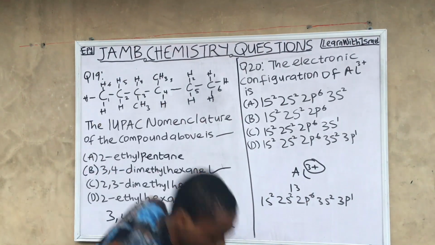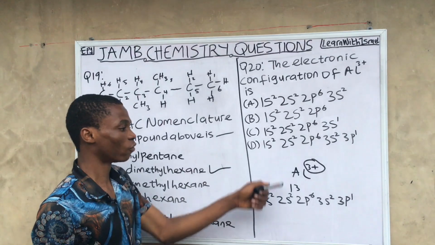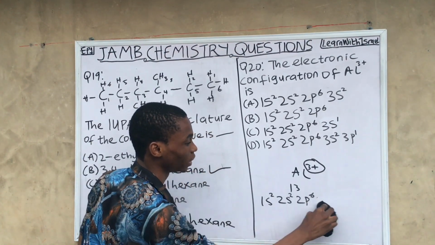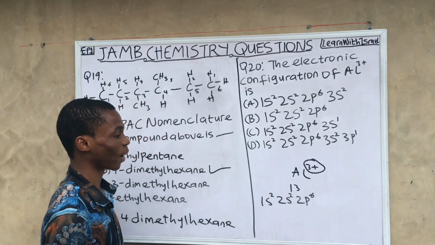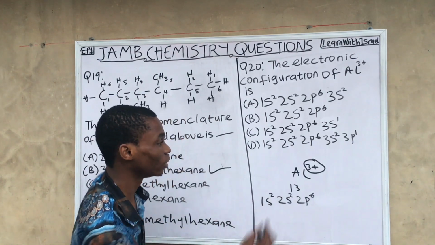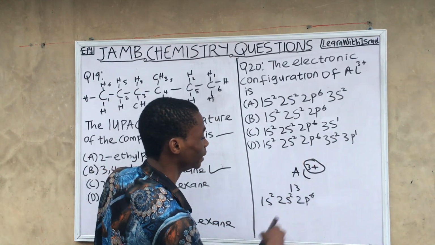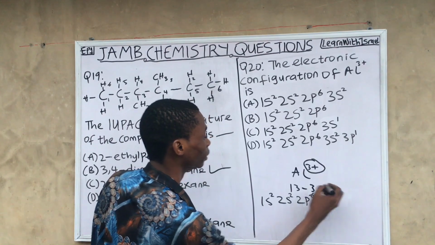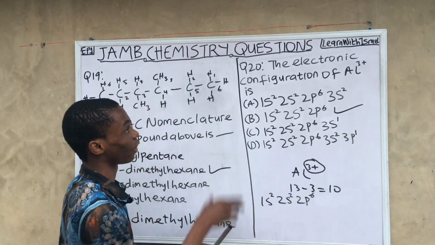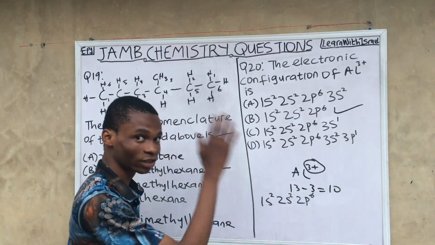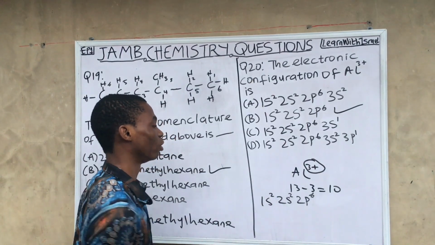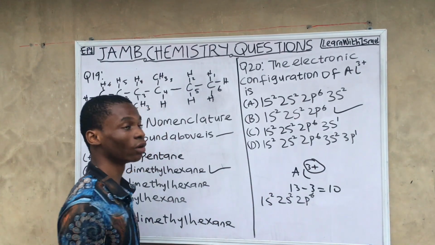So if we remove 3 electrons from the electronic configuration, we remove 3s2 and 3p1. We are now left with 1s2, 2s2, 2p6. If we add it together, that's 10. So 13 minus 3 equals 10. Option B is the correct answer: 1s2, 2s2, 2p6. Assuming we didn't have the 3+ here, we would have gone for option D. But since we have 3+, option B is the correct answer.